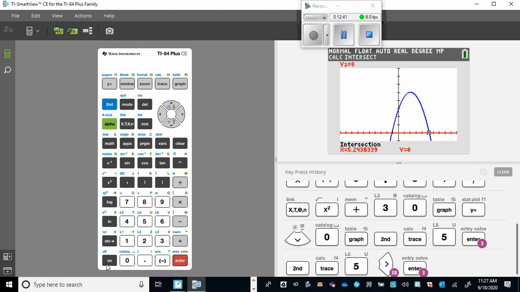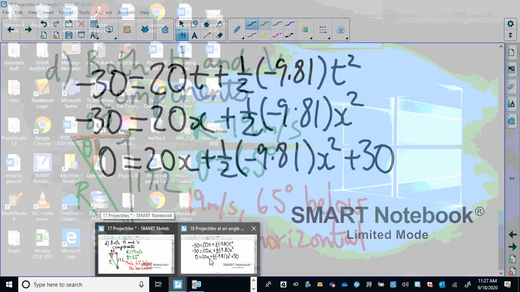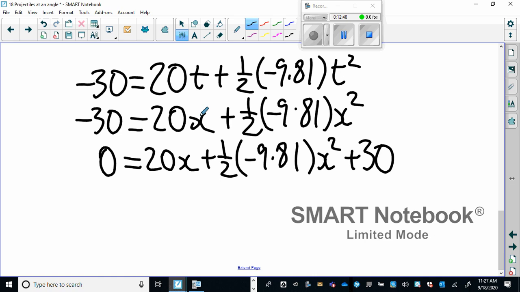Okay, so that's how you can solve it on the graphing calculator, and you can watch this video over and over again if you want to figure out how to do that. Otherwise, just stick to this method here. You will be doing graphing calculator stuff in 20-1 and lots in 30.